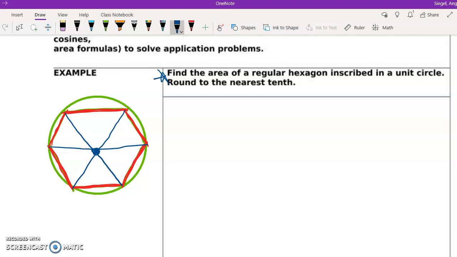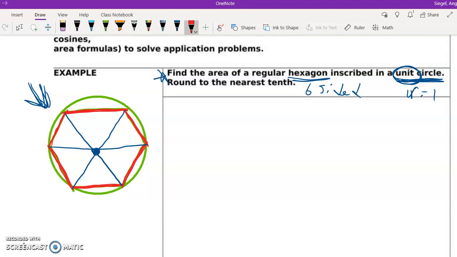Find the area of a regular hexagon. Well, a hexagon is a six-sided shape, and so I attempted to make one. Also, it's inscribed in a unit circle. So think back to unit circle. Those are special because the radius is 1. So I attempted to draw this. This is the best I have, guys. I know it looks like a kindergartner did it, but we're just going to go with it.